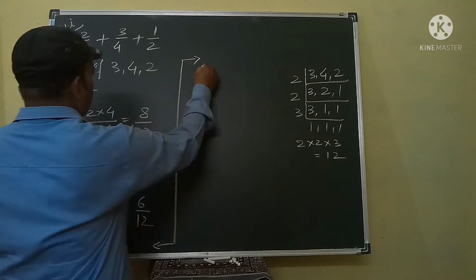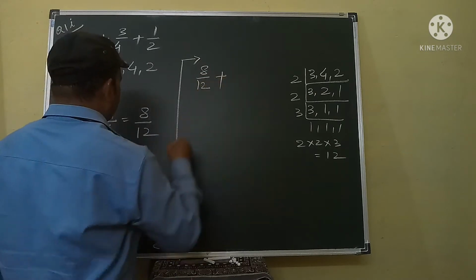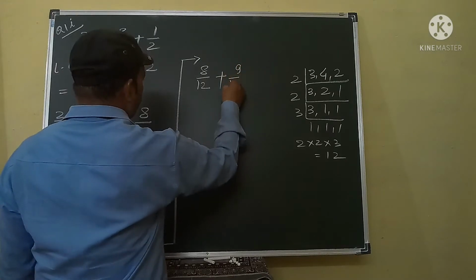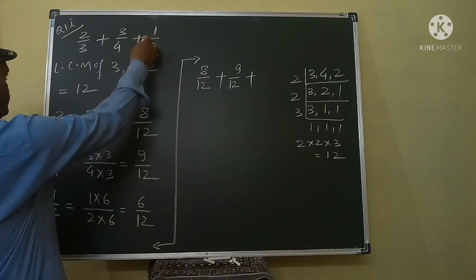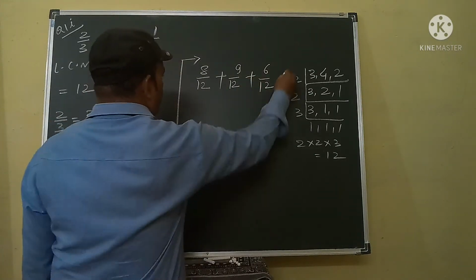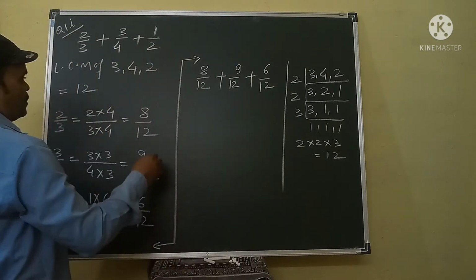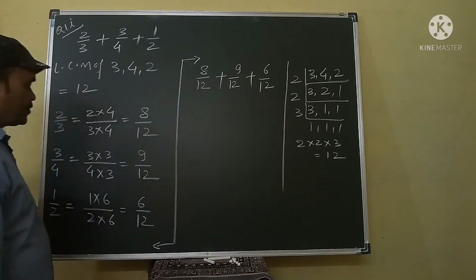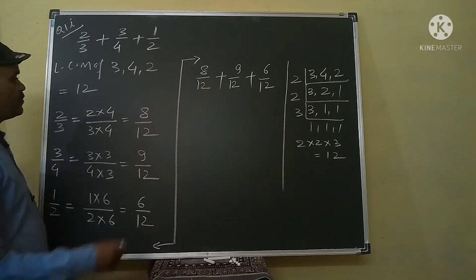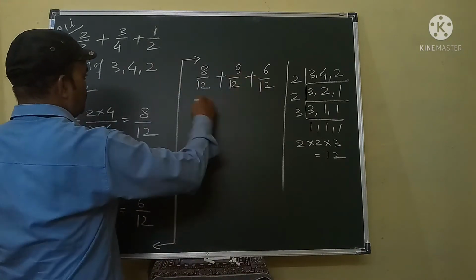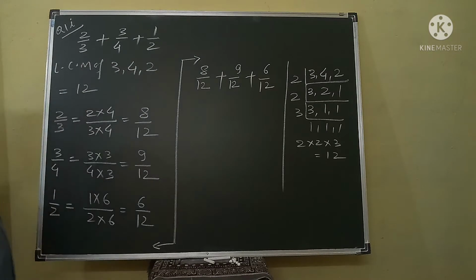2 upon 3 belongs to 8 upon 12, 3 upon 4 belongs to 9 upon 12, and 1 upon 2 belongs to 6 upon 12. As you are looking, we now have 8 upon 12 plus 9 upon 12 plus 6 upon 12. That means in all these three fractions, denominators are same. All these three fractions are like fractions, that's why denominators are same.